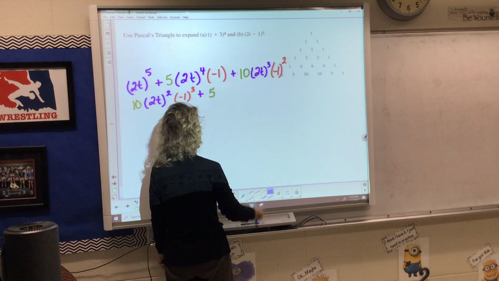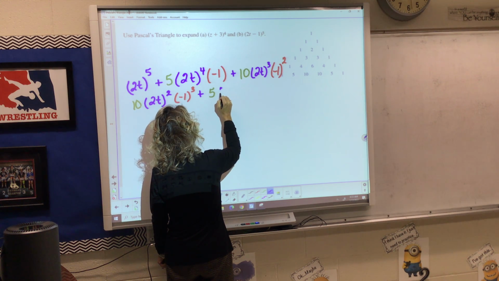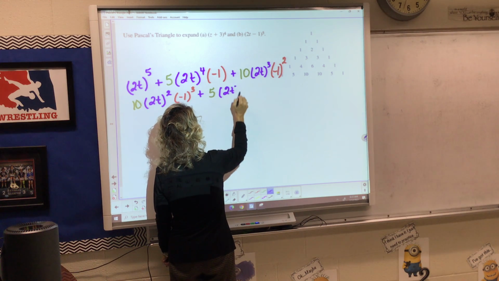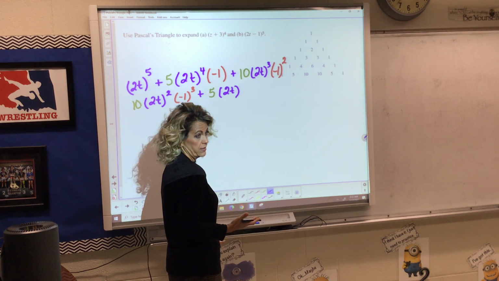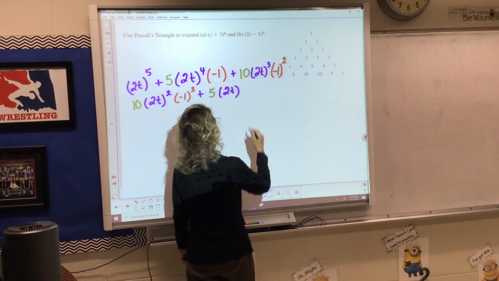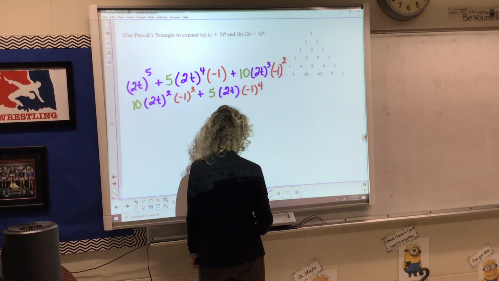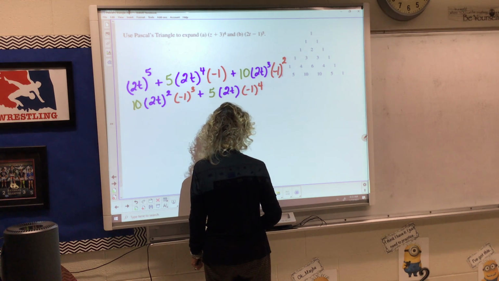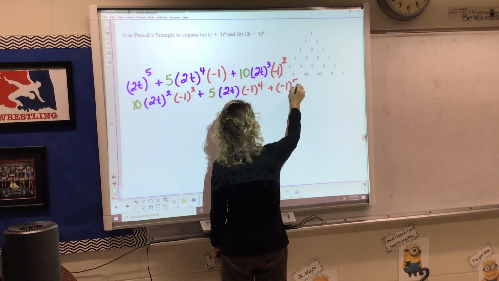Plus, what's our next coefficient? 5. Now what? 2t. Nice and loud. Times 2t. Do I have an exponent? No. It's to the first power, so don't write that. And times then what? -1 to the fourth power. Okay, are we done? No. Okay, what's our last one? Plus -1 to the fifth power.